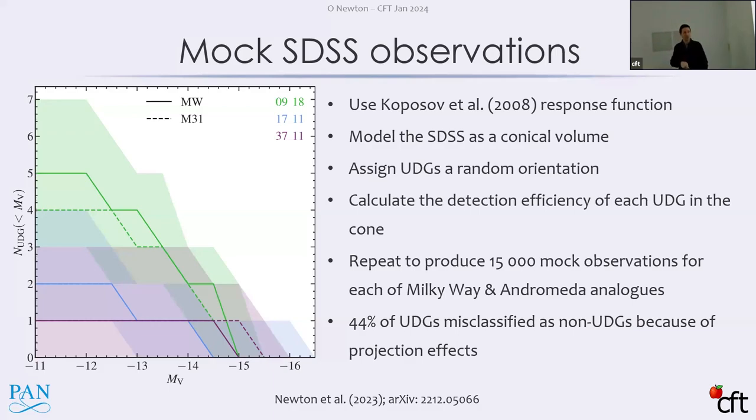And we carried out, for each of the host halo analogs, 15,000 mock SDSS surveys in each simulation, which produced these luminosity functions over here. So you can see that the number of objects we're recovering is a lot lower, and that's at least in part because a large fraction of UDGs are being classified as non-UDGs because of projection effects. You can see that we expect to find at least a handful of UDGs from these mock observations.